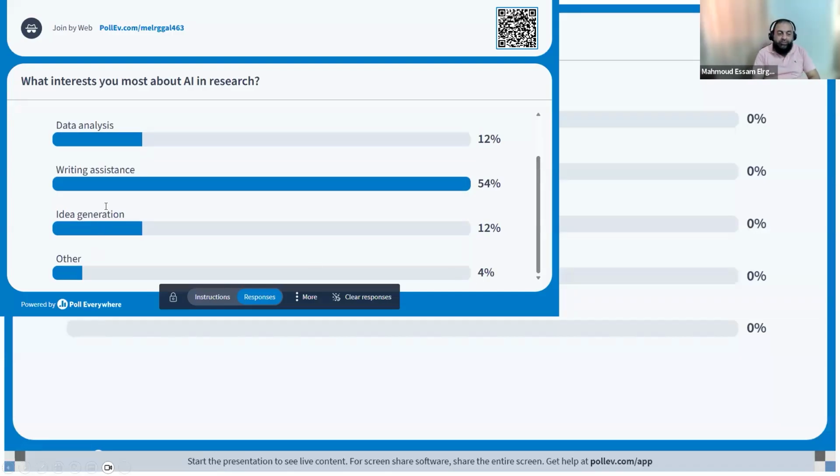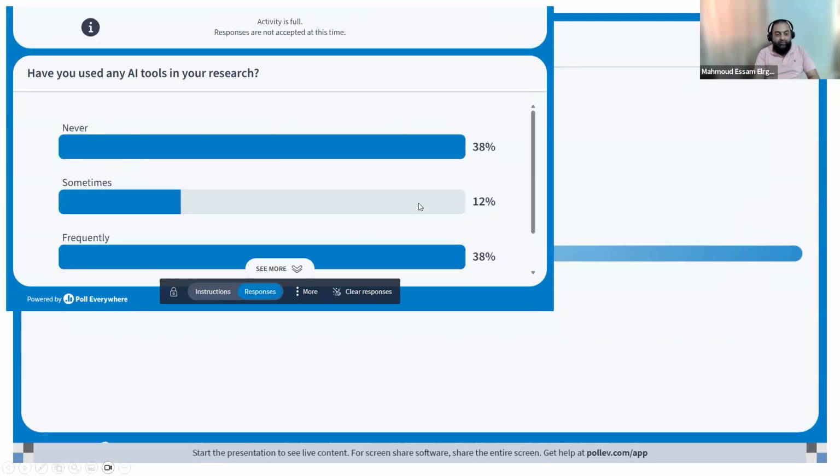And then the idea generation. Although 12% asked for idea generation, till now I am highly against asking a large language model for idea generation. They are not yet at the level of generating a new research idea. Maybe in the near future, every 1 or 2 months we have something new. But till now, I don't think that they are at the level of generating a new idea.